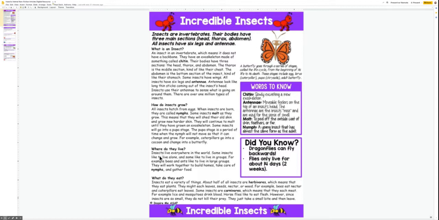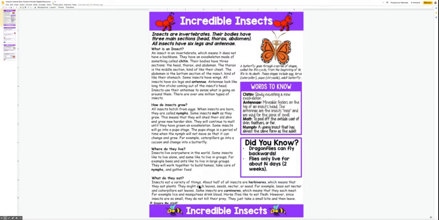Where do they live? Insects live everywhere in the world. Some insects like to live alone, and some like to live in groups. For example, bees and ants like to live in large groups. They will work together to build homes, take care of nymphs, and gather food. Okay, last subheading. What do they eat?